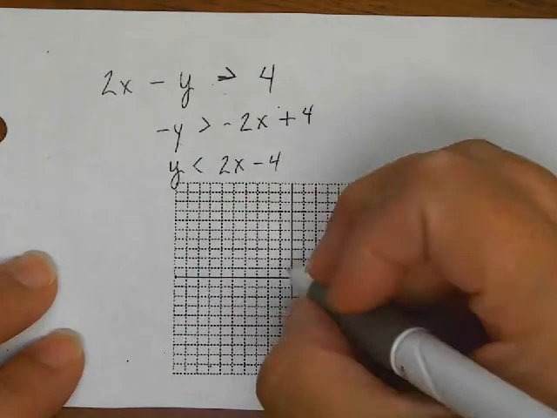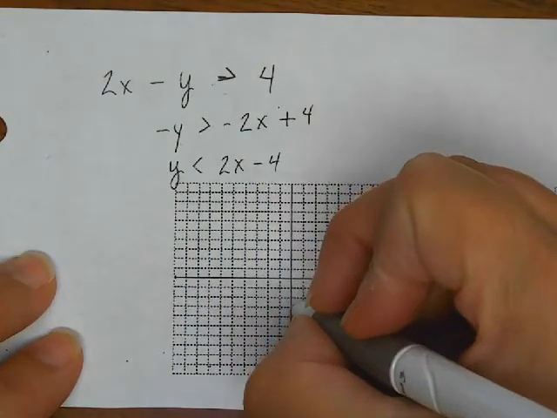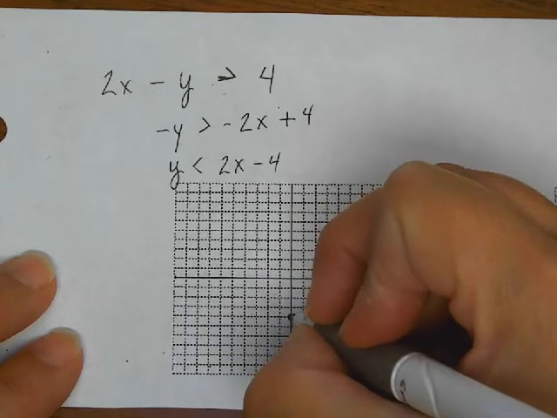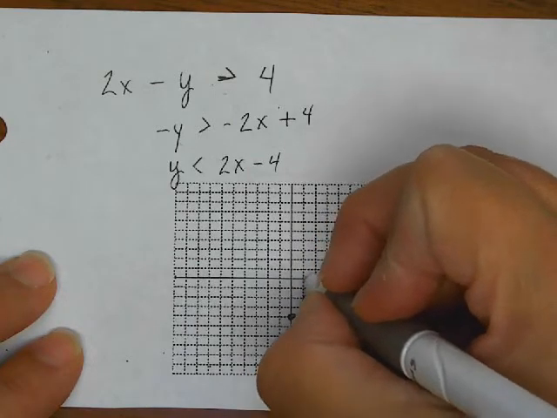So if I graph this one, I'm going to go down to negative 4 for the y-intercept, and then I'm going to go up 2 over 1, because that's the slope.